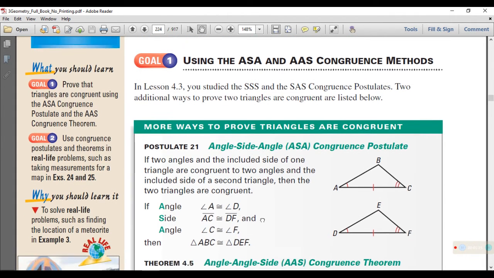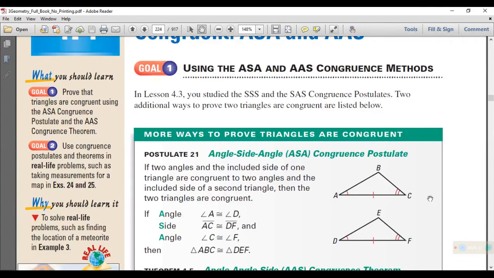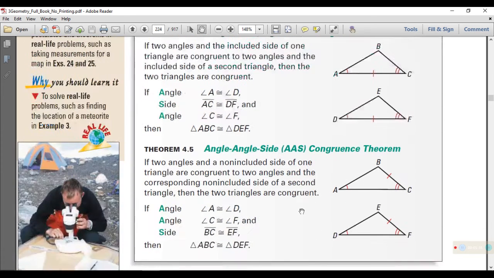So please, don't mix up our corresponding angles and sides. It should always be between the congruent angles.